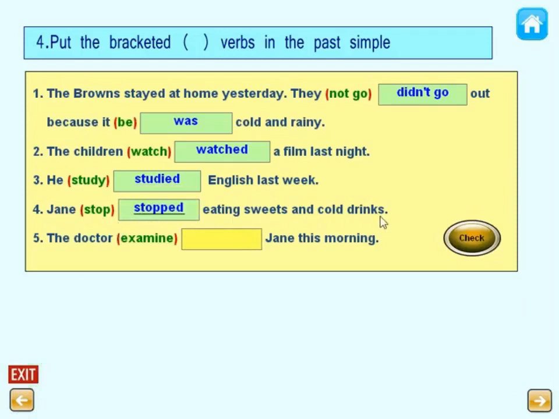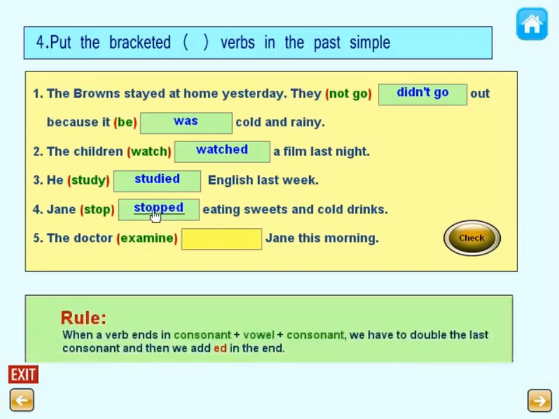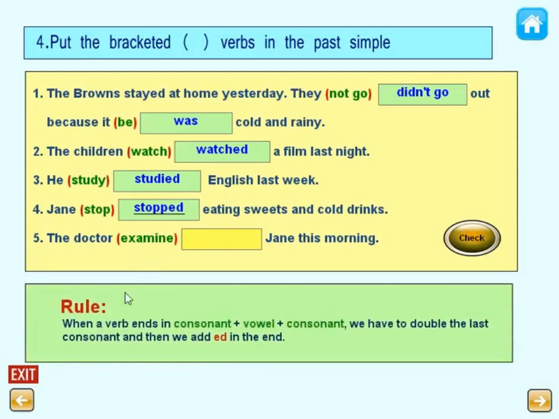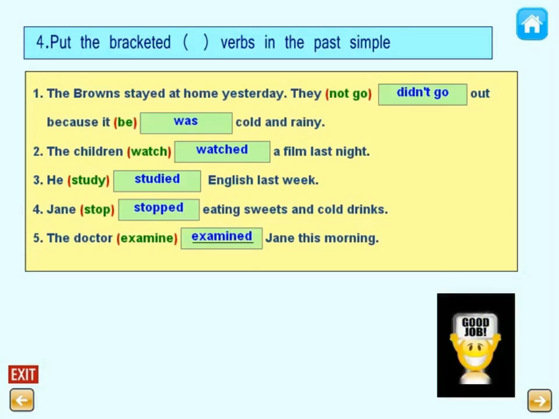We move now to sentence 4. Jane stopped eating sweets and cold drinks. Look at the verb stopped. What do you note? We note that the letter P was doubled. Do you know why? Click here to see the rule. When a verb ends in consonant plus vowel plus consonant, we have to double the last consonant, and then we add ed in the end.